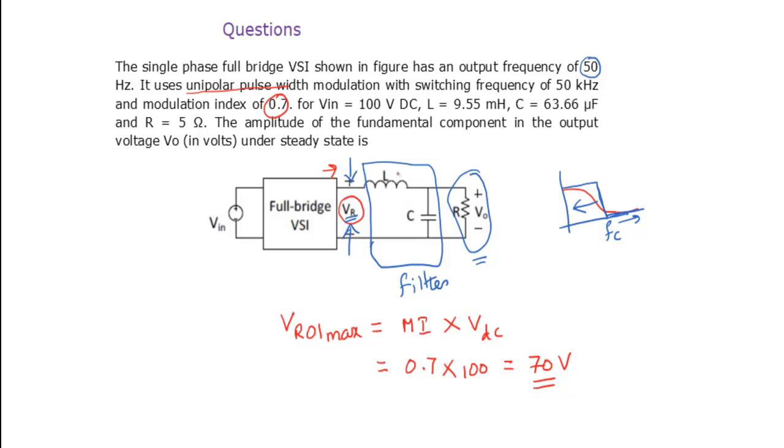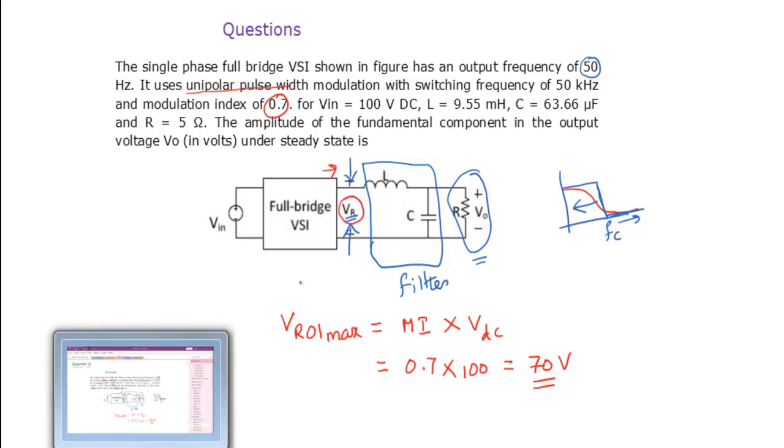Strictly speaking, if this filter is ideal, the 70 volts would appear here as it is, but because of this practical filter, it will be slightly disturbed. That is what we need to calculate. Now we have calculated what is required from the inverter side.